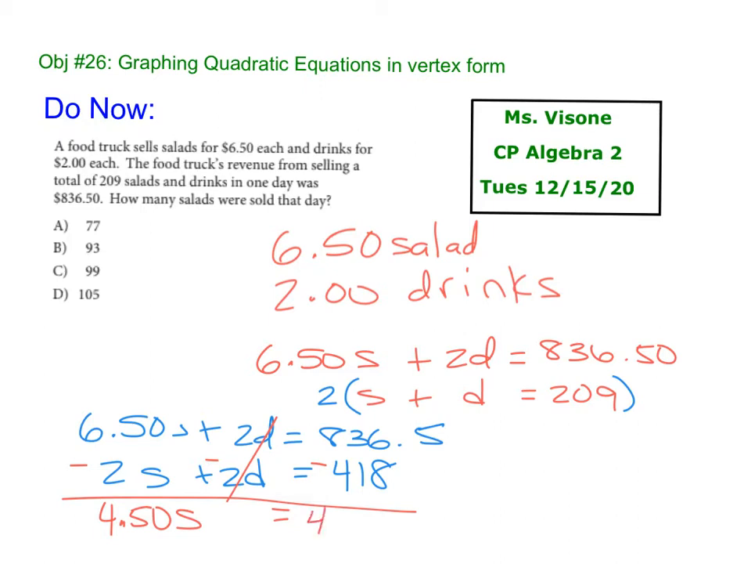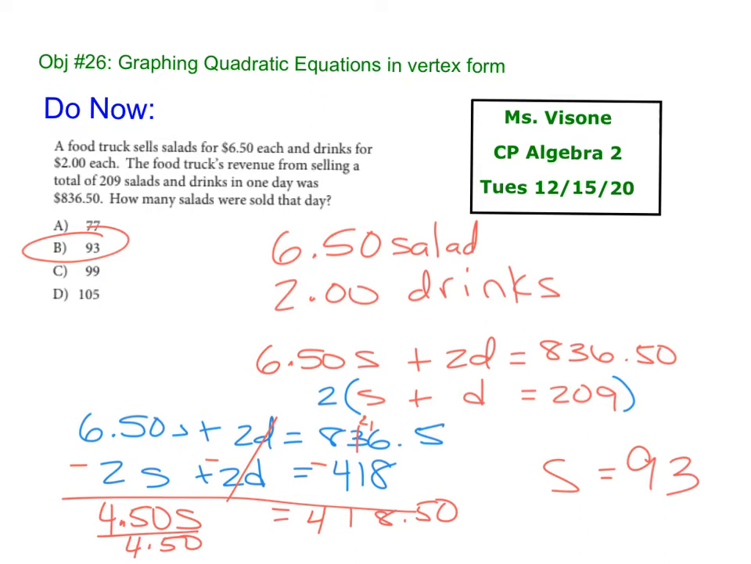I'm going to borrow 150. And then divide by 450, that I can't do in my head. So 418.50, whoops. 1850 divided by 450. 93. How many salads were sold? 93. Right? So it's a system of equations.